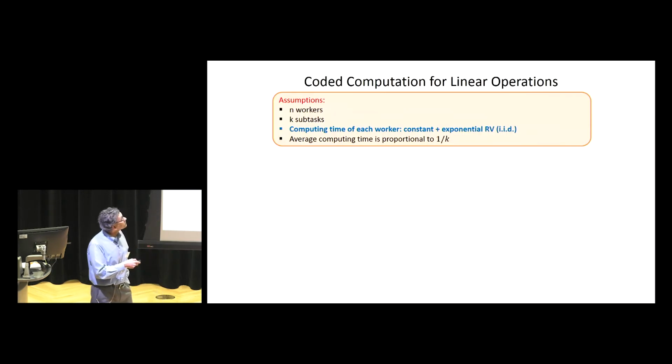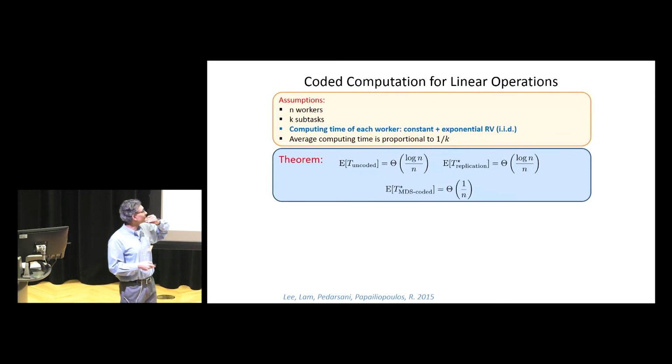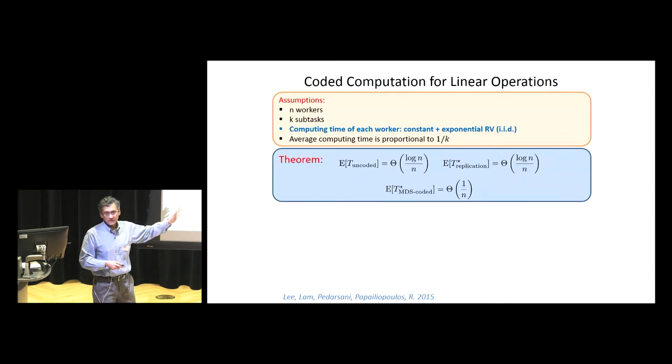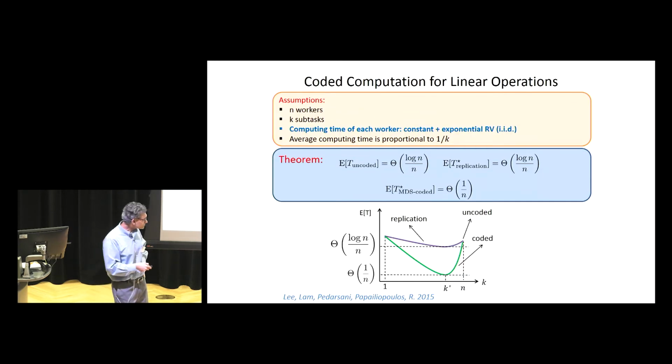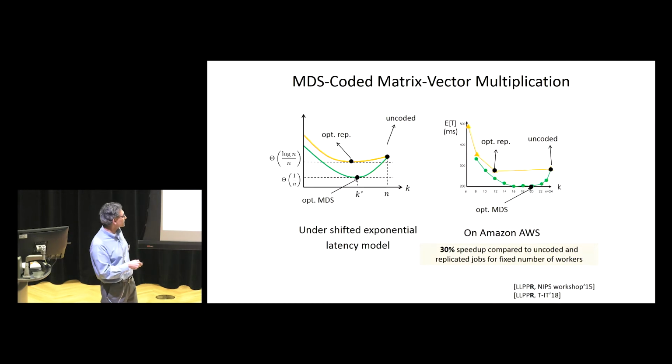And if you were to generalize this to n workers and k subtasks, and if the compute time was shifted exponential, which is a constant plus an exponential, and of course, the average compute time will be proportional to the length of what you're doing. So you do penalize the one who's computing more. It turns out that the replication case, which is what the current standard is, doesn't buy you anything because of the coupon collector effect when you do repetition. But the coded solution will give you a log n factor gain in the computation time. And that's reflected here. 1 over n, the k star is the optimal value for which the code works. So basically, what's the right size, how to size it up. And on actual simulations on Amazon AWS, there's a 30% speed up compared to uncoded and replicated jobs.